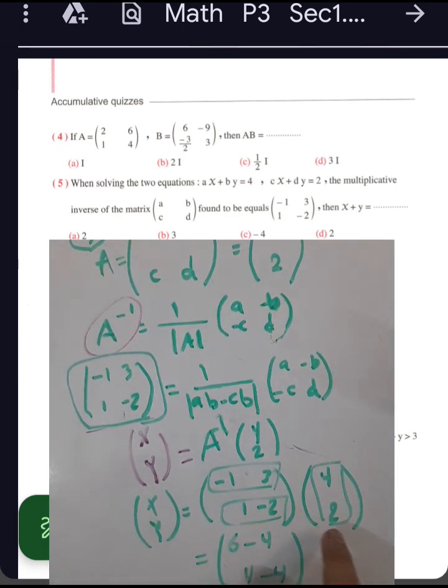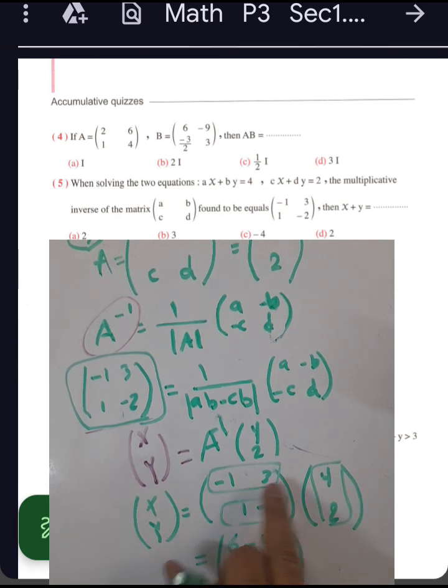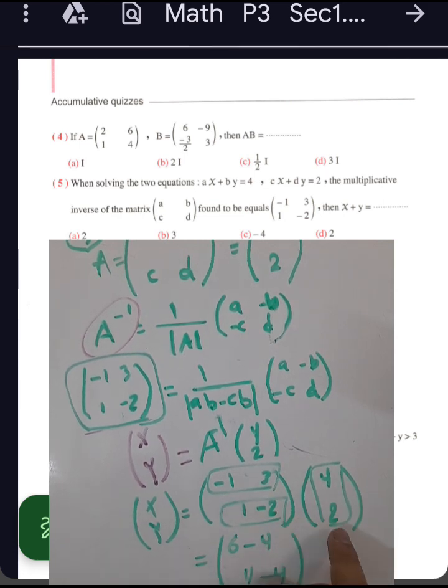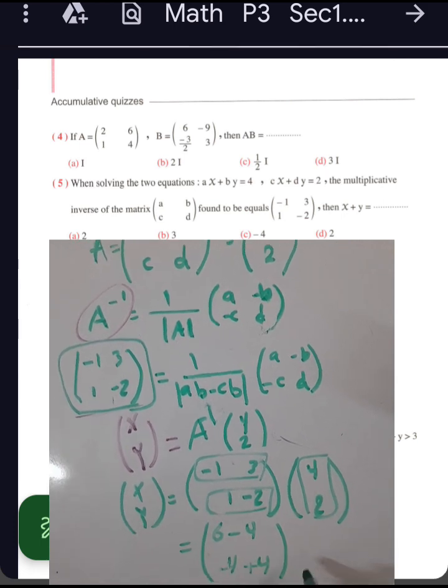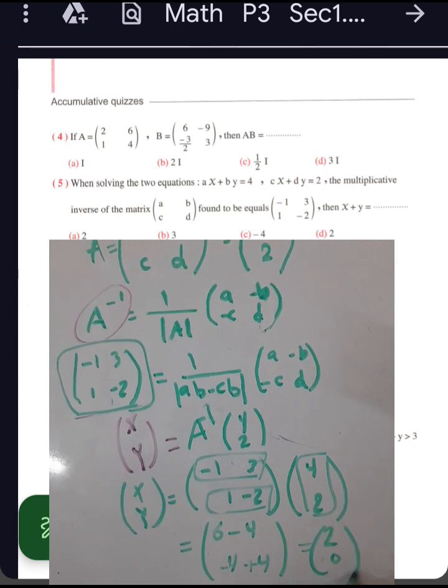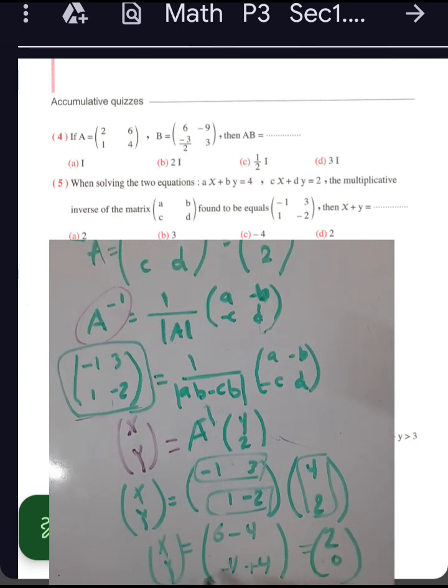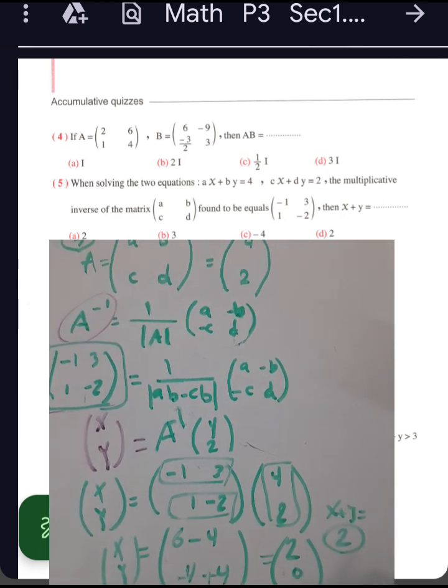3 times 2 equals 6. Negative 1 times 4 is negative 4. 2 times negative 2 is negative 4. 1 times 4 equals 4. Then the result will be negative 4 plus 4. The result here will be 2 and 0. Then x plus y, 2 plus 0 equals 2. The result here will be 2.